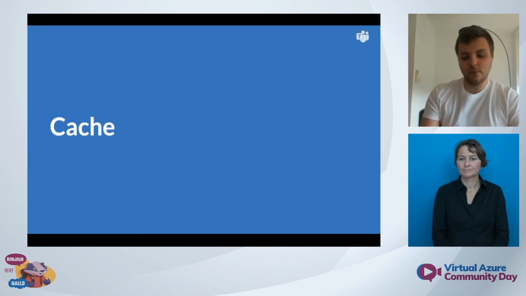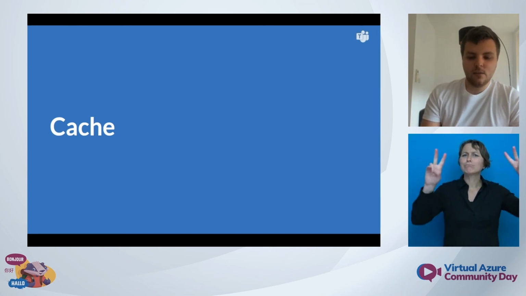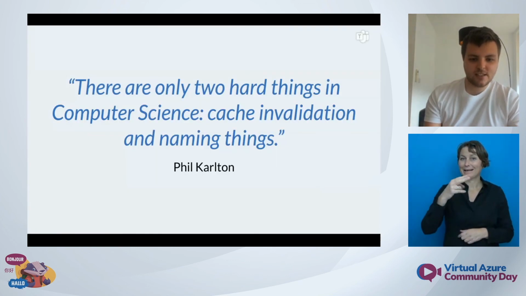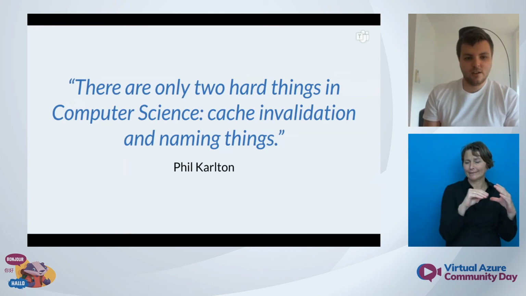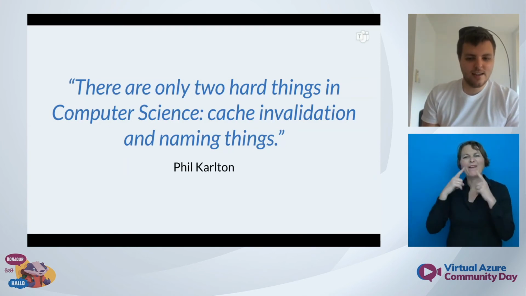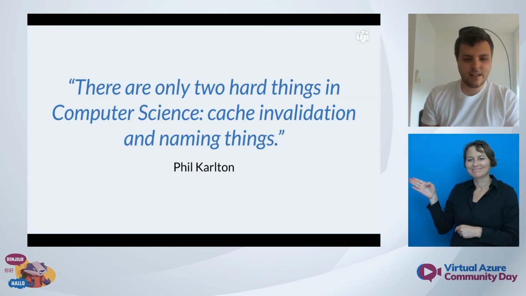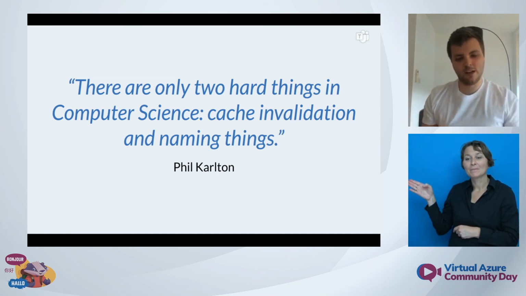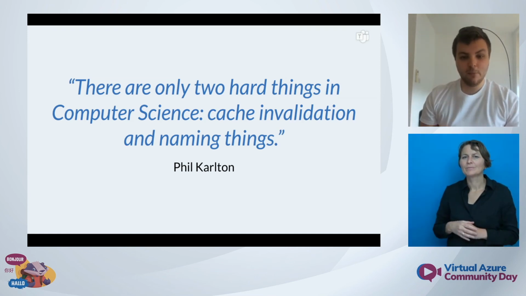Let's talk about caching. Caching is always a challenge in every application. There's this famous quote by Phil Karlton who says there's only two hard things in computer science: cache invalidation and naming things. There's a variation of that: cache invalidation, naming things, and off-by-one errors, which I really enjoy. But this is true.